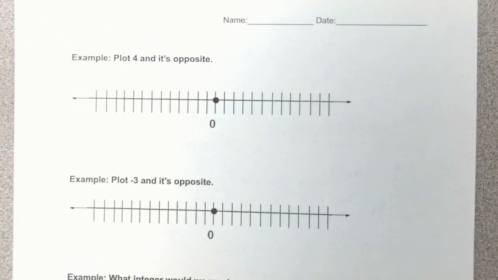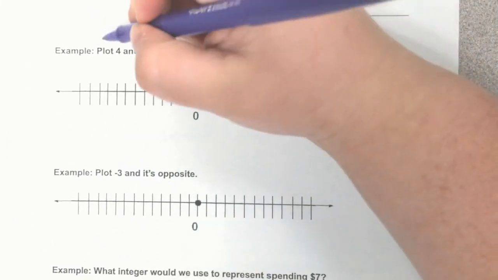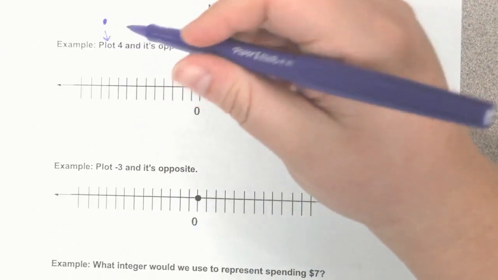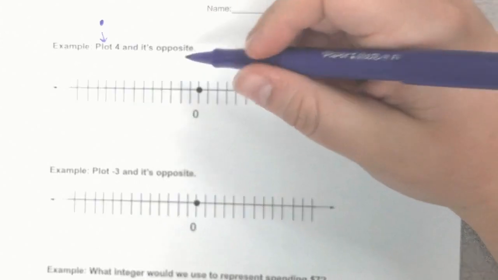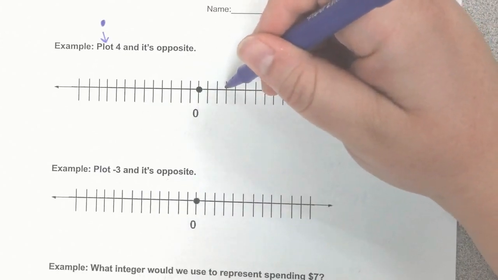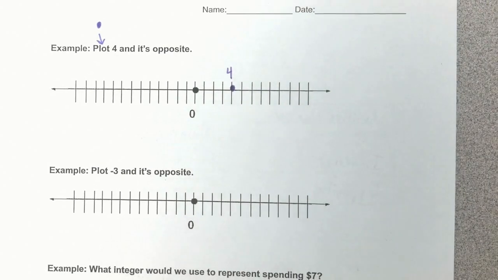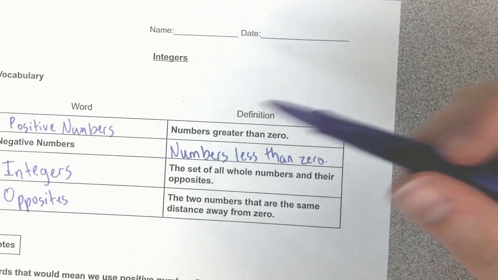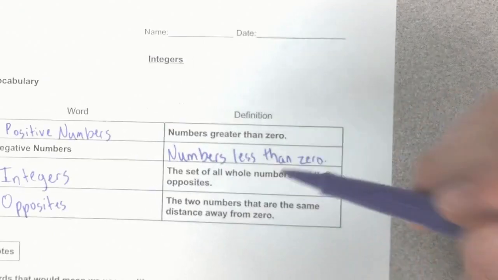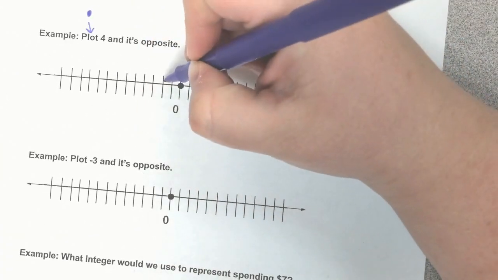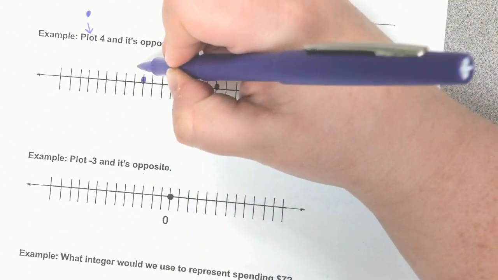A few examples. Let's say I have this number line. This is telling me to plot. The word plot means I just put a dot. I have to plot 4 and its opposite. So 4 is going to be easy. I'm just going to count 1, 2, 3, and 4. Label it. And if I go back to the definitions, two numbers that are the same distance away from 0, I'm going to just count 4 this way. 1, 2, 3, 4. Negative 4.